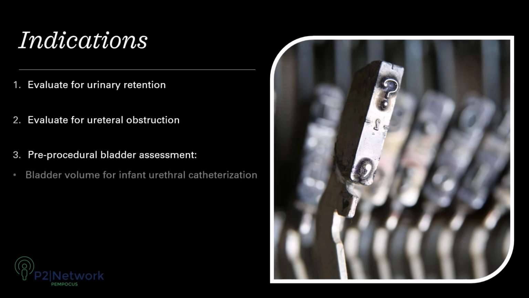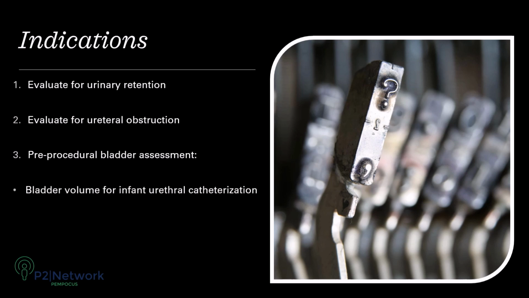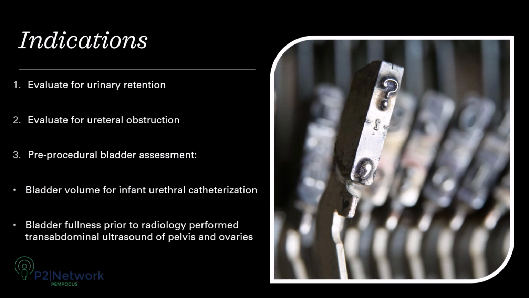This includes assessing bladder volume before performing urethral catheterization of infants to be sure you have adequate volume to get a urine sample. Bladder fullness can also be assessed to determine if female patients have adequate volume of urine in their bladder to successfully visualize their ovaries for radiology-performed transabdominal pelvic ultrasound.